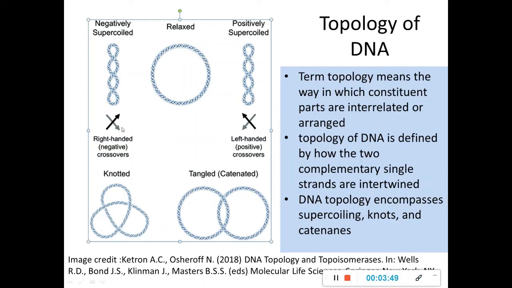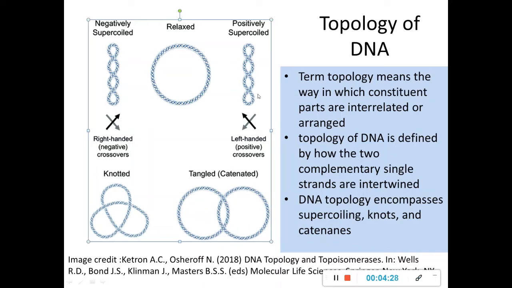Now, what is the difference between a negative supercoil and a positive supercoil? Conventionally speaking, the right-handed helix with negative crossovers is considered to be negatively supercoiled. You can look at the figure itself. Here, this DNA is a right-handed helix, and that results in the formation of a negative supercoil. Coming to this, here it is a left-handed helix, and it results in the formation of a positive supercoil.